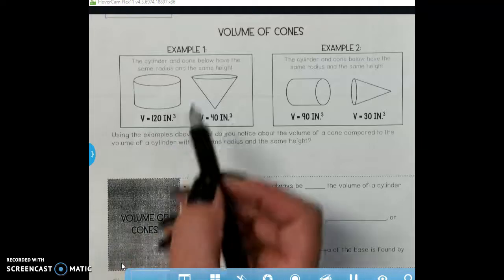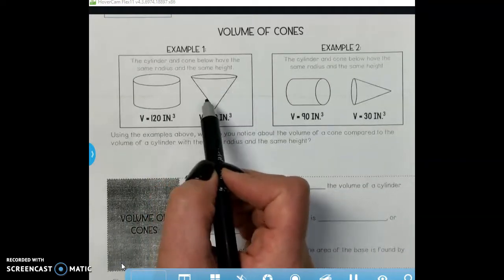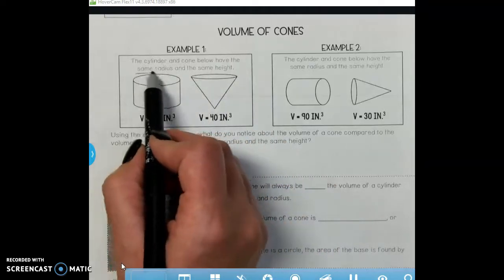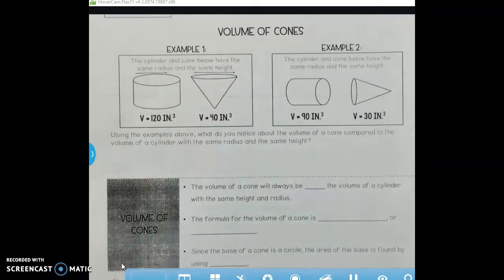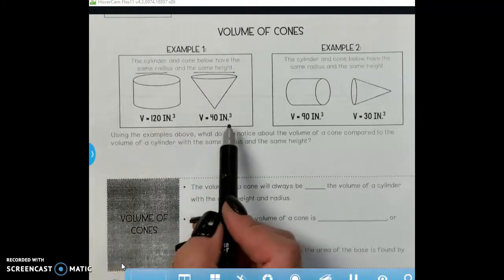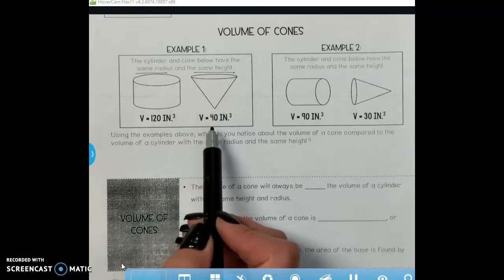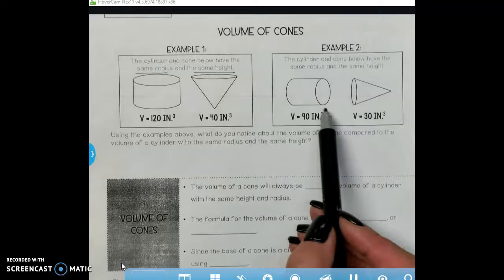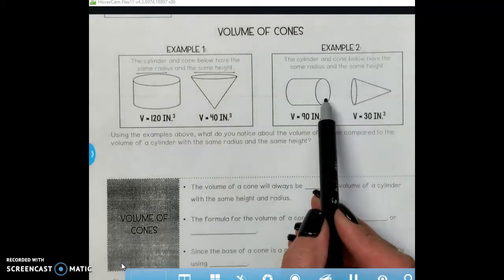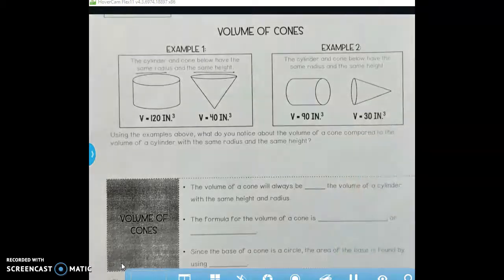Example number 1, we have a cylinder and cone that have the same radius and the same height. We don't know their measurements, but we are told that they have the same measurements. When we look at the volume calculated based on those measurements, we can see that the volume of the cone is 3 times less. No matter how your shape is positioned, it's still going to be a cylinder and a cone. We're going to use all of these different formats.